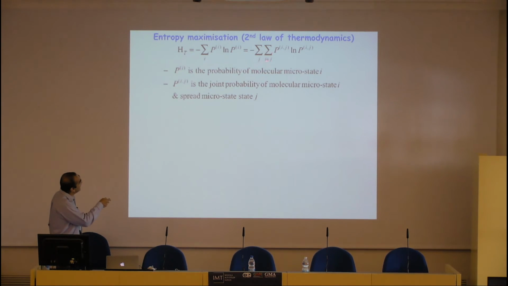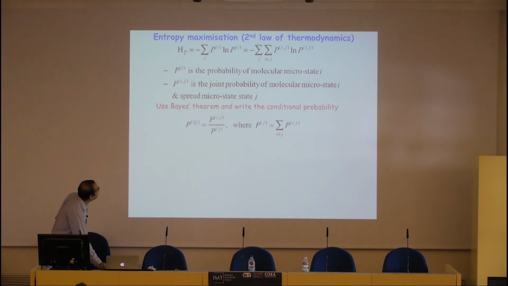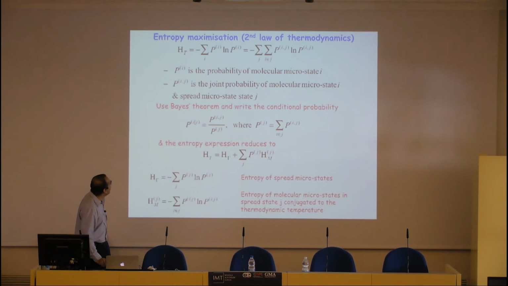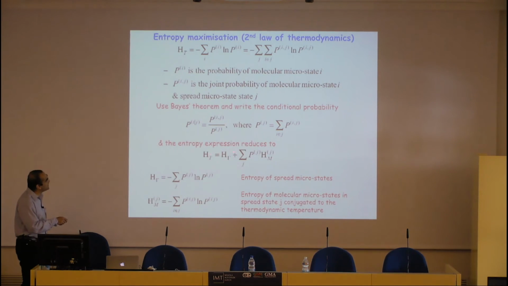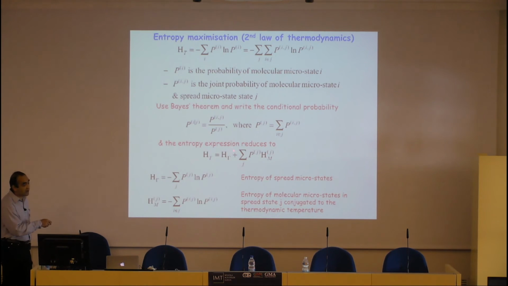So I'll first sum over all the molecular microstates in a particular spread microstate, and then sum over all the spread microstates. And I'll just start skipping over some of this algebra. So you can now start using Bayes' theorem, and you can write conditional probabilities. It's going to make life simple because I'll be able to do some temporal decomposition. And when I use Bayes' theorem, basically I get two entropies. I get a spread entropy, which is given by this term, and the typical molecular entropy.